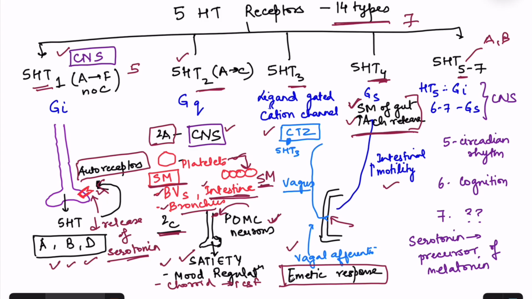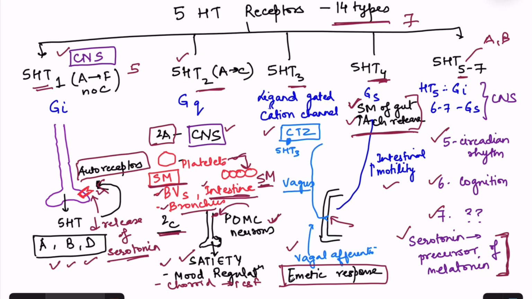Okay, then we have 5-HT5 to 7 receptors. Again, not much function is known about these receptors, and clinically not much important as far as drugs are considered, but for the sake of completion we will study them. First is 5-HT5, which is responsible for circadian rhythm regulation. In fact, serotonin is the precursor of melatonin, and melatonin, we know, it is the circadian rhythm regulation hormone releasing from the pineal gland. Then we have the 6 and 7. Probably they have some role in cognition, and in fact some agonists of these are being tried in Alzheimer's disease.